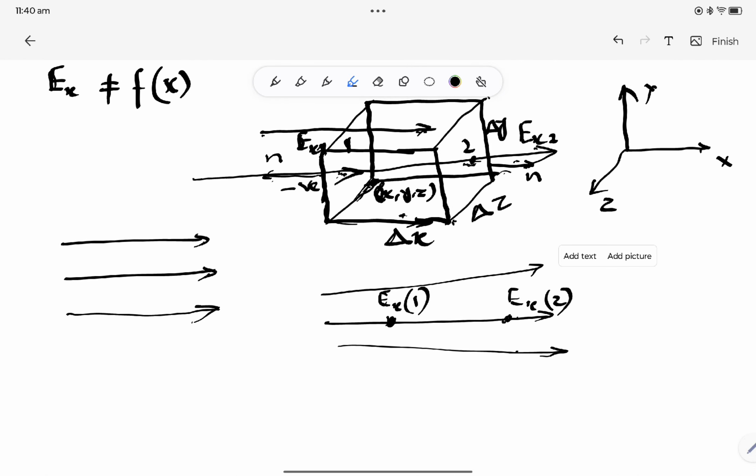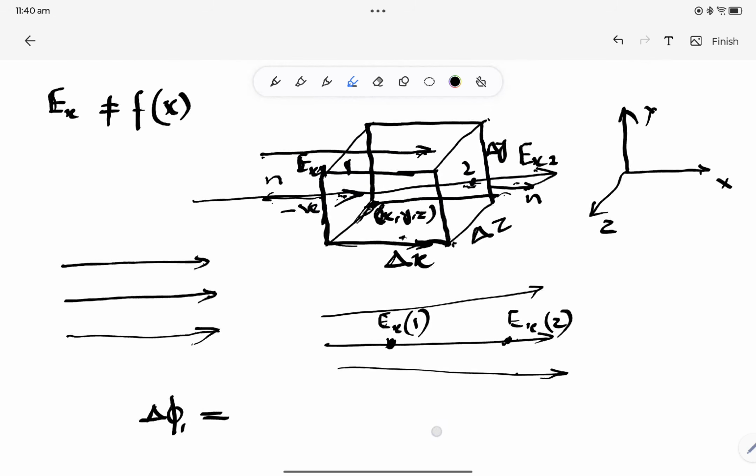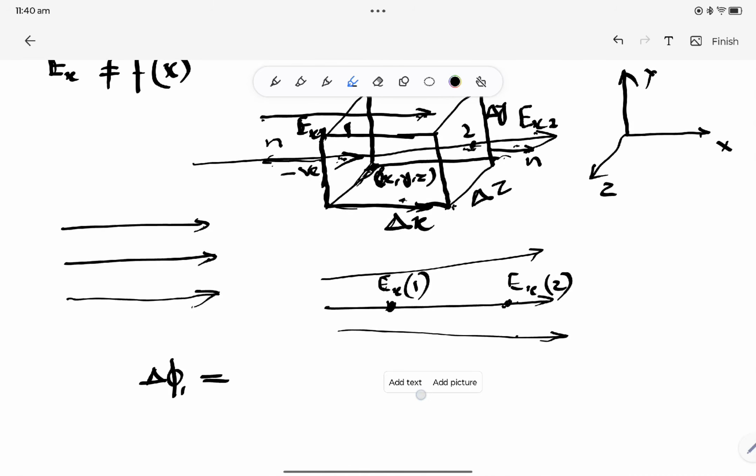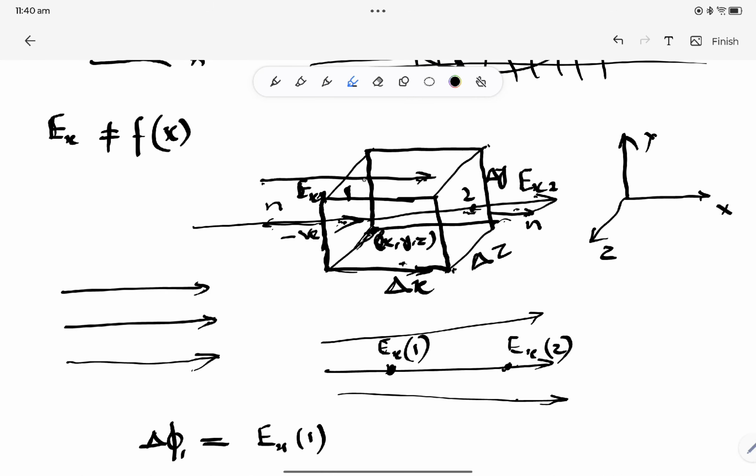Calculating net flux, and in this case, we will now suppose that Ex1 and Ex2 are not equal. They are not equal. So we have this situation. Net flux through phase number 1, delta phi 1, is equal to the flux through phase number 1. You can see for yourself, Ex1 into area, electric field into area.